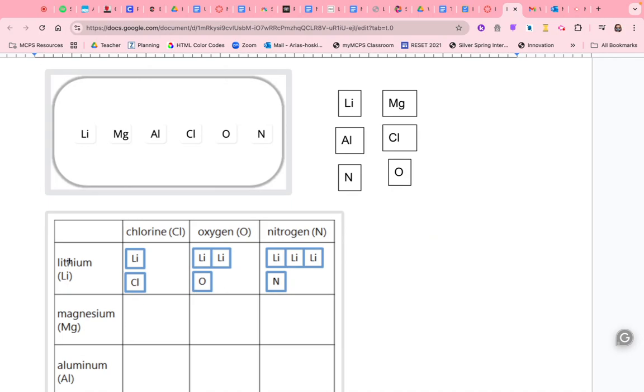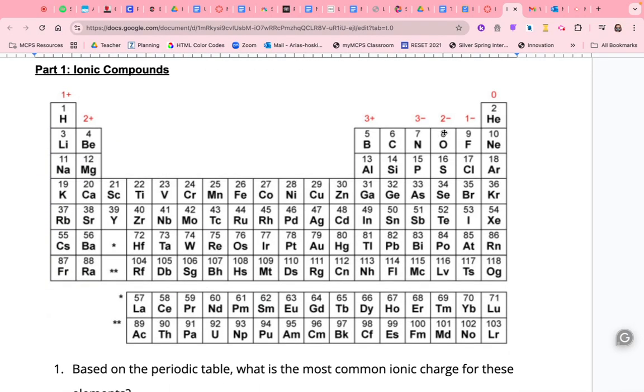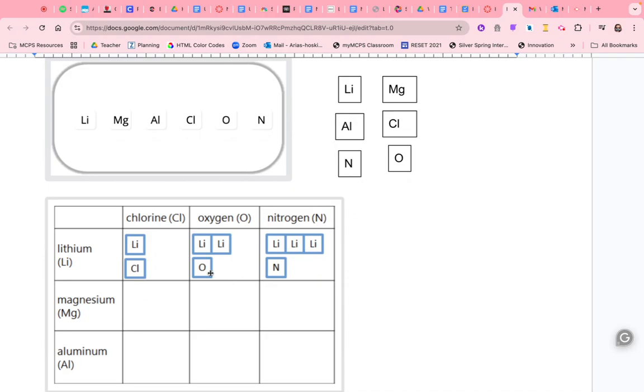Now for the second one, it says lithium and oxygen. Oxygen, if you go to your periodic table, is number 8. It has a 2 minus, and Li is 1 plus. How many of the lithium that is 1 plus do you need in order to cancel the oxygen? Since oxygen is 2 minus, you put it only one time, but then you need 2 lithium in order to cancel out the oxygen. So it's Li2O. That's it.